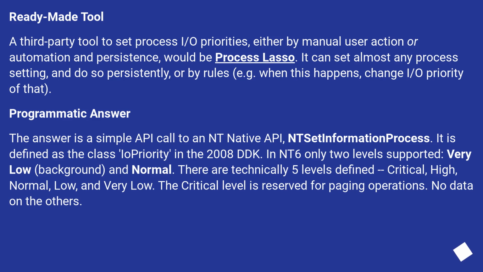Programmatic answer. The answer is a simple API call to an NT native API, NtSetInformationProcess. It is defined as the class IoPriority in the 2008 DDK. In NT6 only 3 levels are supported: very low, background, and normal. There are technically 5 levels defined: critical, high, normal, low, and very low. The critical level is reserved for paging operations. No data on the others.